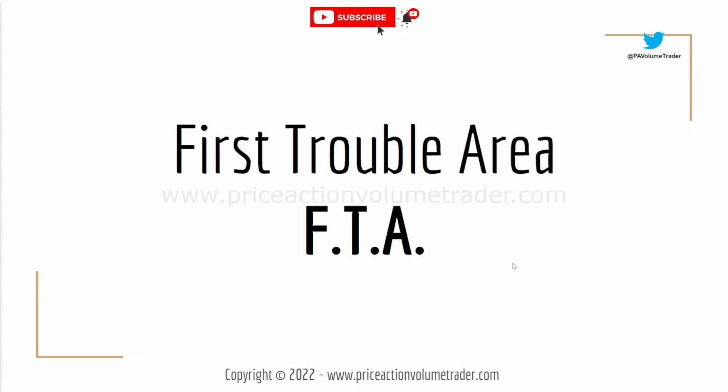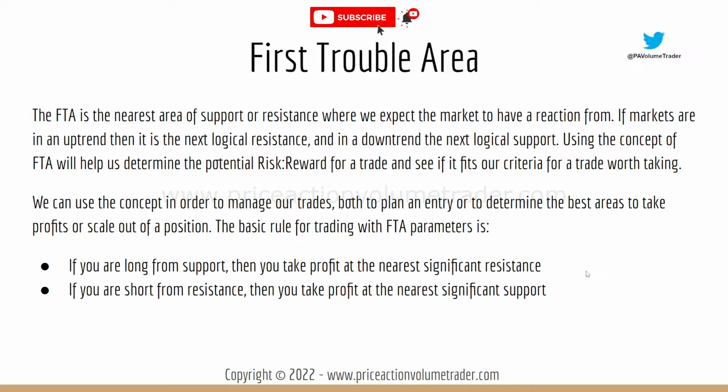And first, let's go over and look at a definition of what a first trouble area is. So the FTA is the nearest area of support or resistance where we expect the market to have a reaction from. So if a market is in an uptrend, then it is the next logical resistance, and in a downtrend is the next logical support. So using the concept of FTA will help us determine the potential risk reward for a trade and see if it fits our criteria for a trade worth taking.